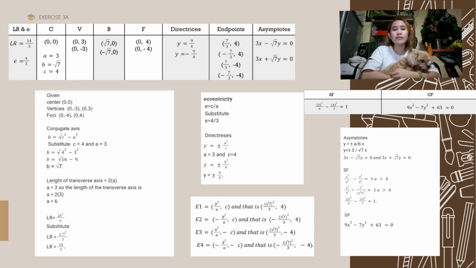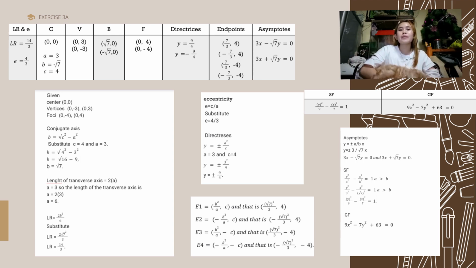So, ang kukunin naman nating sunod is yung asymptotes. So, paano naman natin makukuha yung asymptotes? Gagamitin natin ang formula na y is equals to plus minus a over b x. Then, substitute lang natin y is equals to plus minus 3 over square root of 7 times x. And the answer is 3x minus square root of 7y equals 0 and 3x plus square root of 7y equals 0. So, nakuha na natin yung asymptotes.